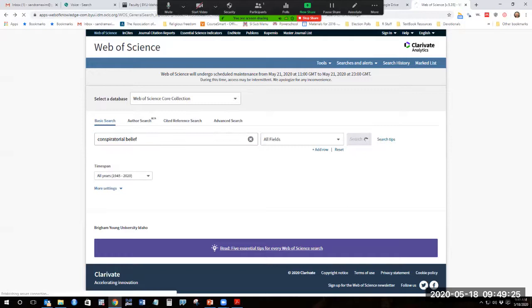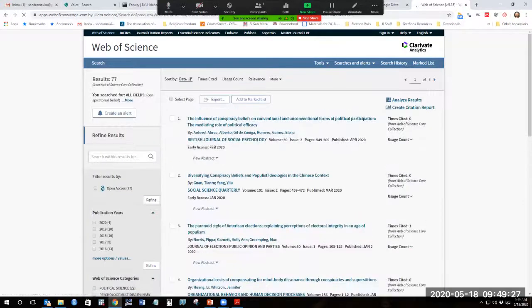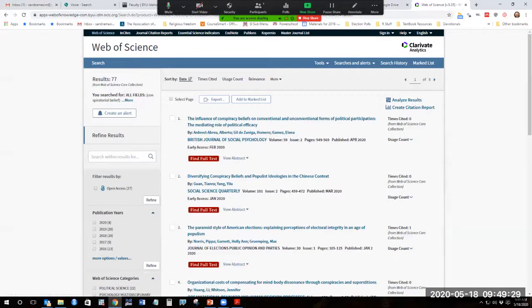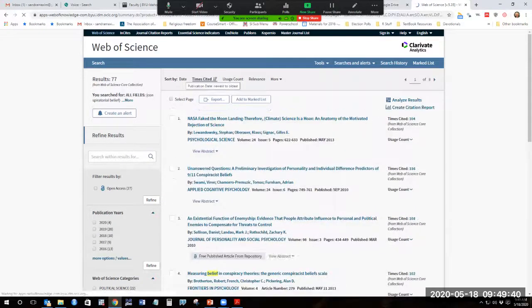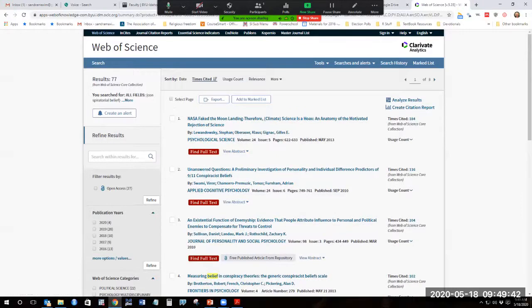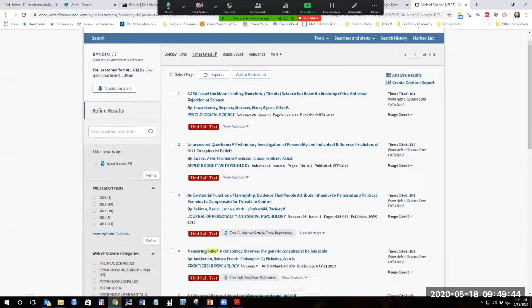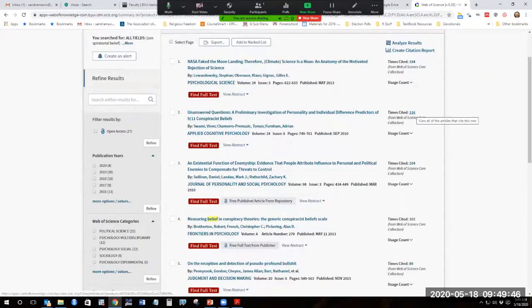Conspiratorial belief. Okay, I search for this. Now it shows me all the stuff that uses conspiratorial belief anywhere in there. So what I do is I go right here, I click times cited, highest to lowest. So it'll sort by the number of times cited. So this one has been cited 184 times. This one has been cited 116 times.